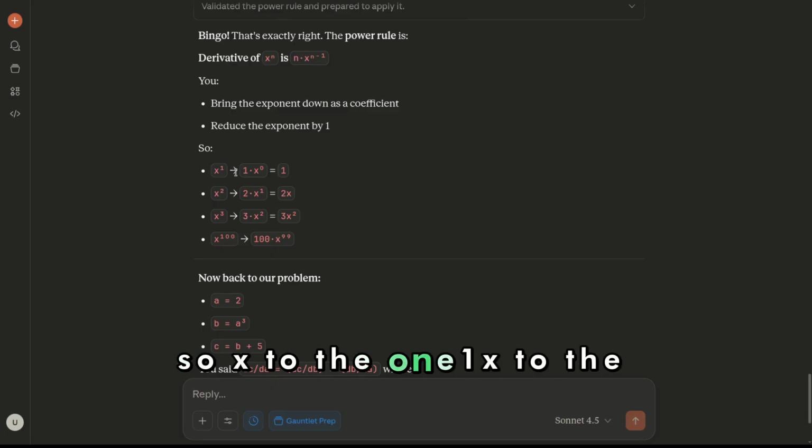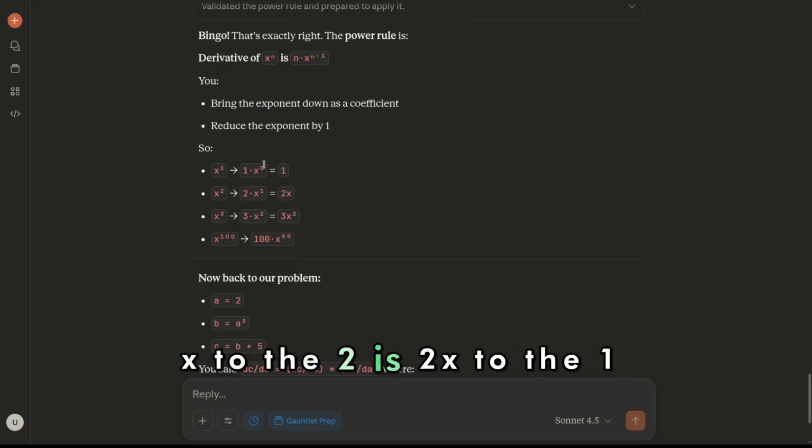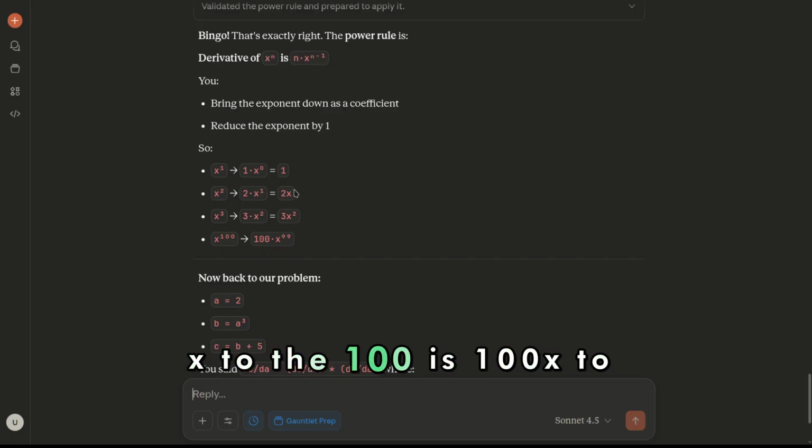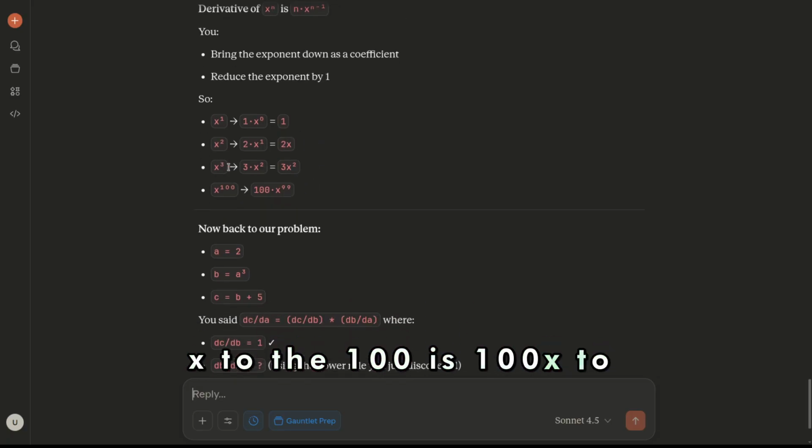So x to the 1 is x, 1x to the 0 is 1. X to the 2 is 2x to the 1 equals 2x. X to the 3 is 3x to the 2 equals 3x to the 2. X to the 100 is 100x to the 99.